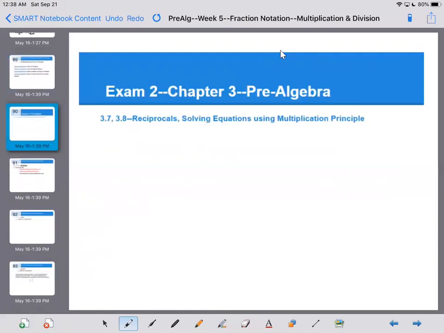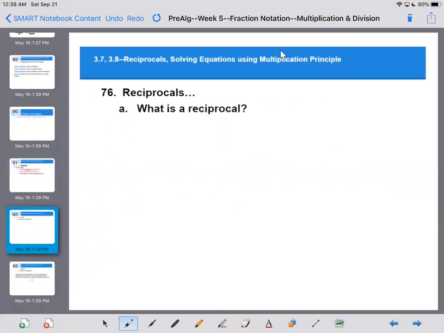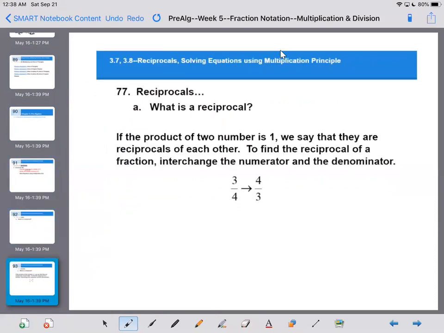And so our last push on this part 3 is to look at reciprocals, solving equations using the reciprocal principle. And so we think about, how do we find the reciprocal? Okay, well, what is the reciprocal? And that's going to be when you look at a number and you invert it. If you take 3/4, then the reciprocal would be 4/3. You're just going to interchange the numerator and the denominator.